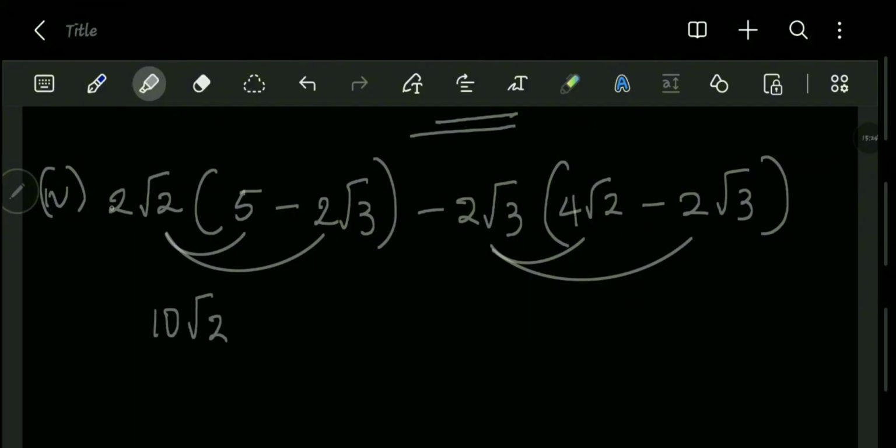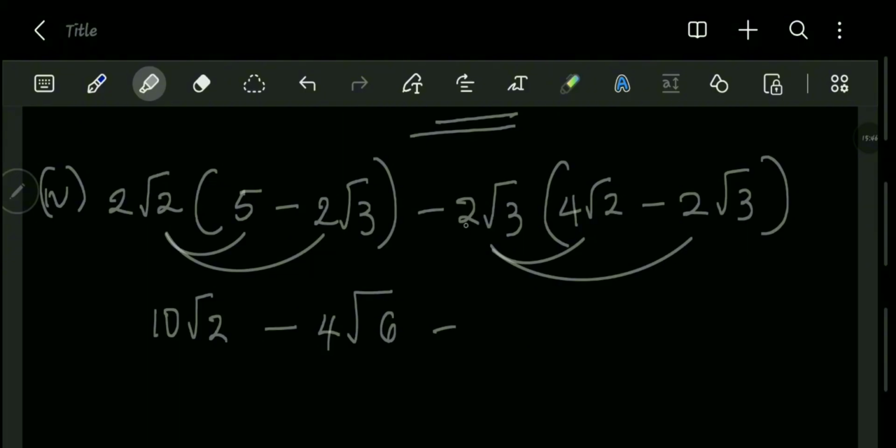So I'm having 2 multiplies 5 to give me 10 root 2, right? These are attached. So 2 times 5 giving me 10. Then I repeat this root 2 there. Then minus 2 multiplies the whole number. So 2 times 2 giving me 4. Then the inner root multiplies the inner root. I'm having 2 times 3 giving me 6, right? Understood? All right. Then I'm having minus, I'm dropping the minus sign here.